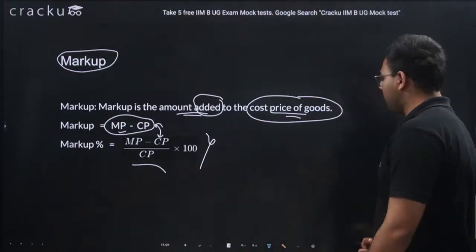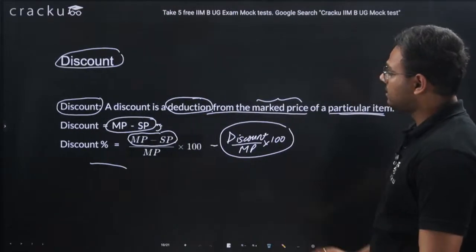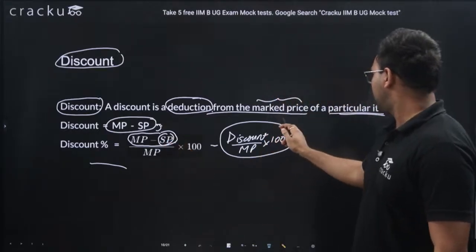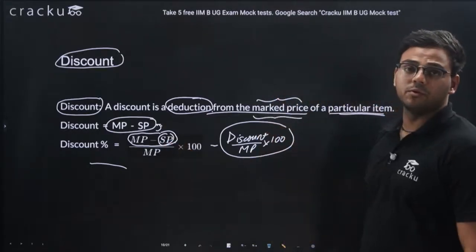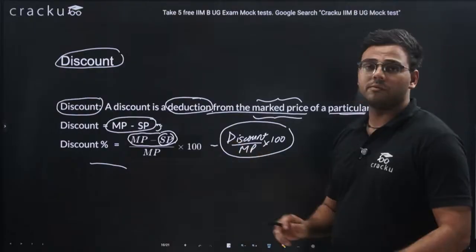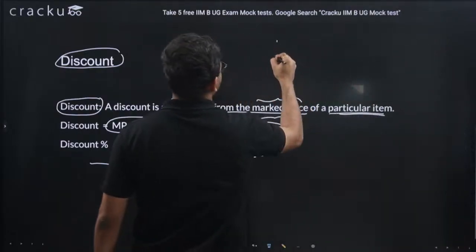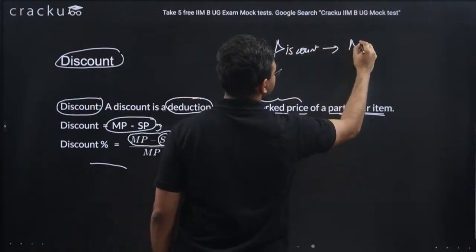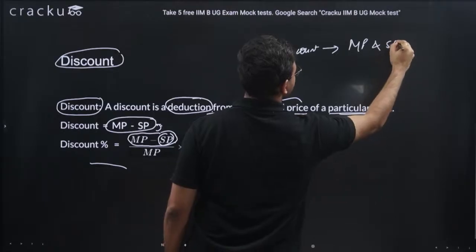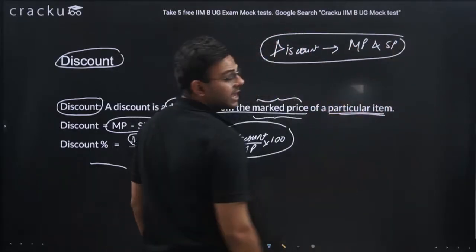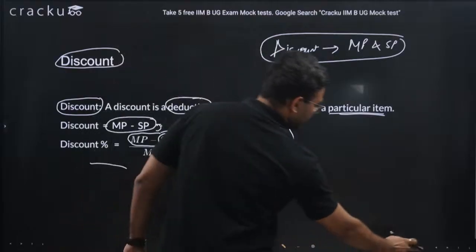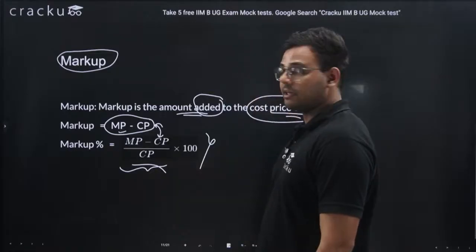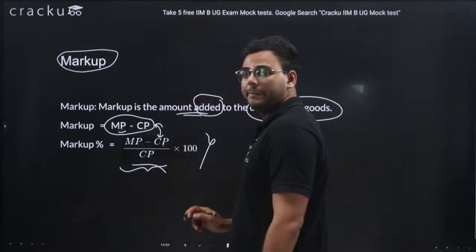One more important thing: discount is always used for the selling price. Basically, a reduction from mark price will give you a selling price. So discount is a relation between MP, which is mark price, and selling price. And markup is basically the relation between mark price and cost price, MP and CP.